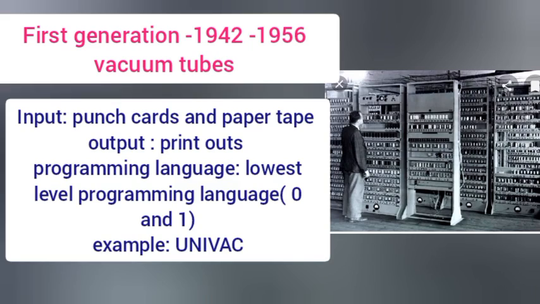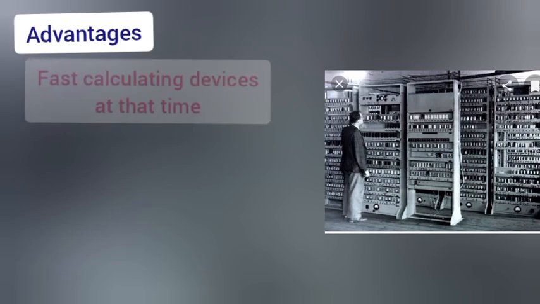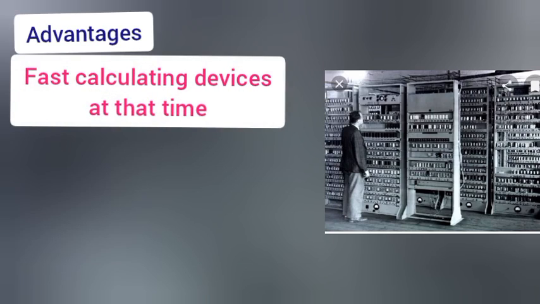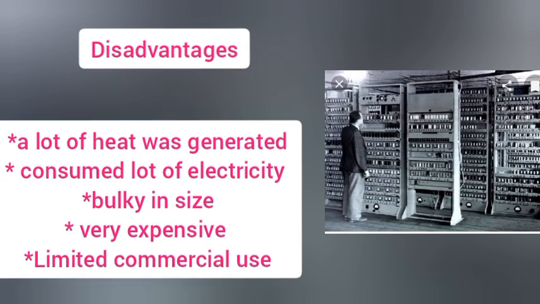Programming language was the simple lowest level language, zeros and ones. Example: UNIVAC, which means Universal Automatic Computer. Advantages and disadvantages. Coming to the advantages, they were the fastest calculating devices of their time. And disadvantages: they generated a lot of heat and consumed a lot of electricity, they were bulky in size, very expensive, and computers had limited commercial use because they were difficult to program.